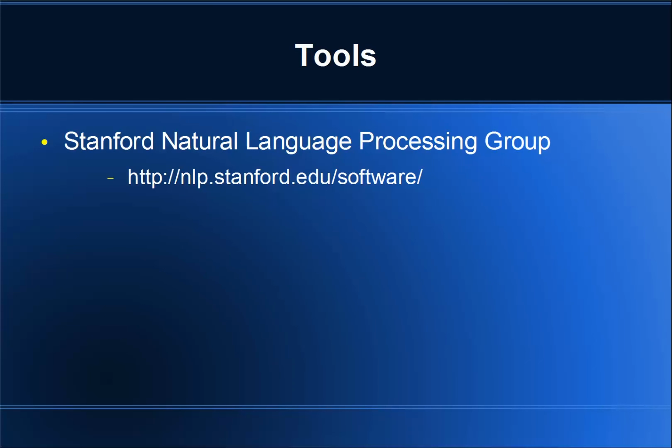So some of the tools that are useful, Stanford has probably the best set of natural language processing tools. And I've included a little URL there, nlp.stanford.edu/software. They do have particular tools for named entity recognition and relationship extraction, as well as a number of other tools for natural language processing.